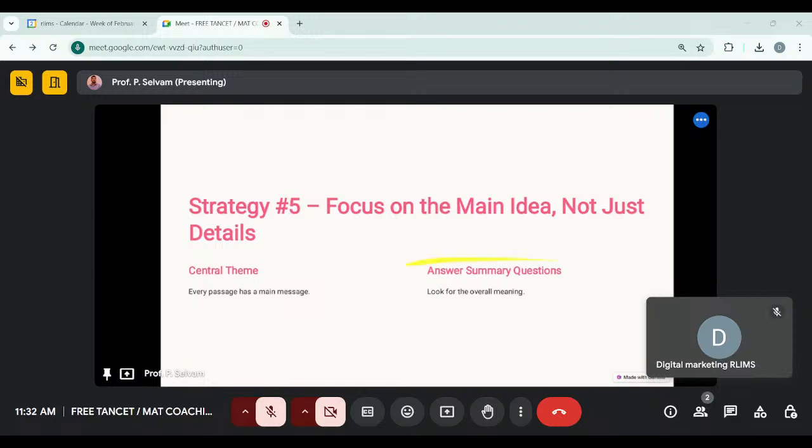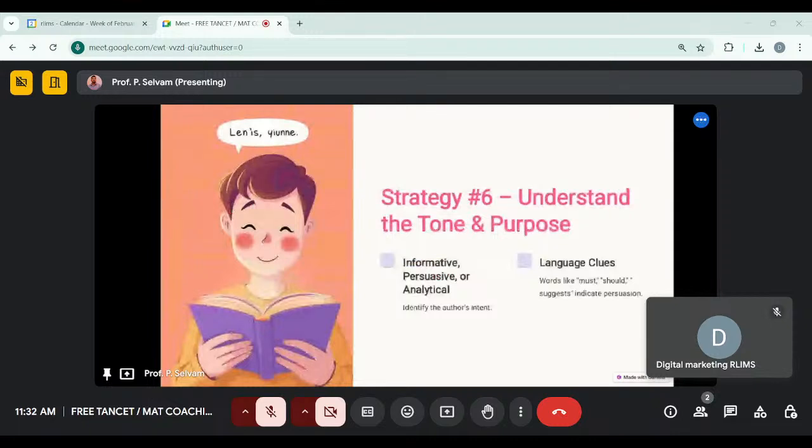Next one is understand the tone and purpose. While reading, though you understand the meaning and the context in which the writer is speaking, you should also be in a position to understand the tone and the purpose, why the writer has written this. When I say tone and purpose, whether the author is using some sort of conditional words, a must or should, whether the author is making any suggestion. These are all the keywords.